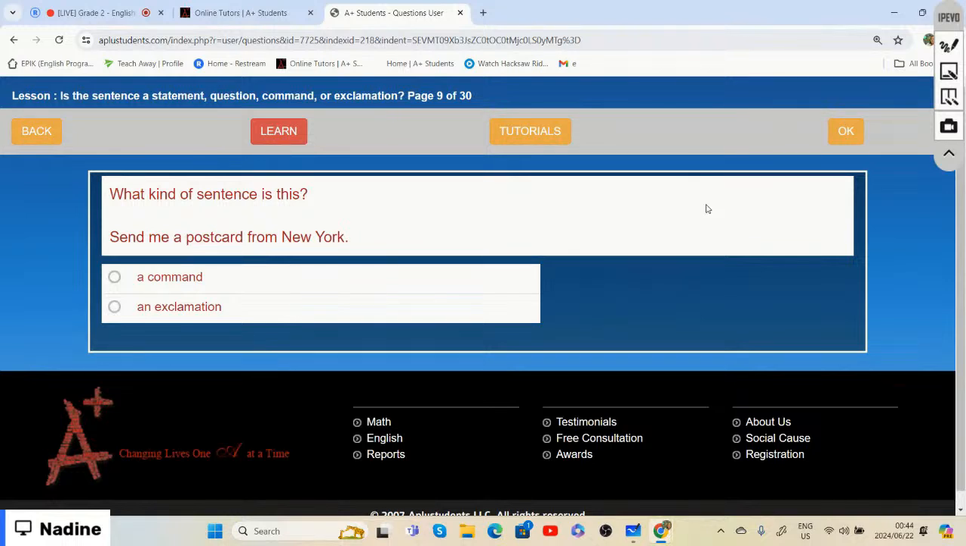All right, so send me a postcard from New York. We can say this is a command, right? It's a command because you are telling someone to do something. You're telling them to send a postcard from New York. So that is a command sentence and it tells you what to do.